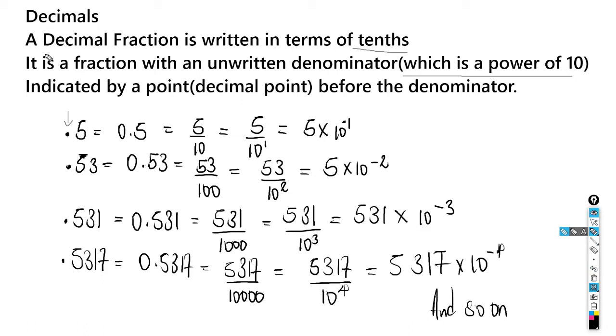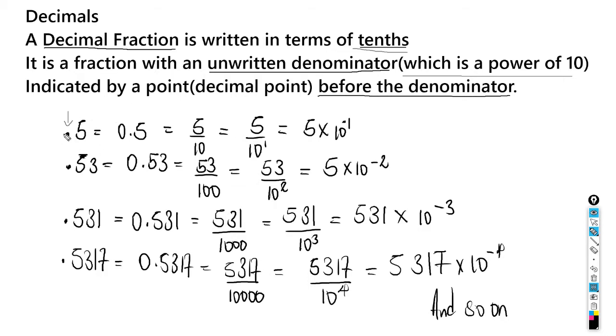Today we're going to be looking at a decimal fraction, what a decimal really is, the formal definition. It says a decimal fraction is written in terms of tenths. We already knew that. And it says it is a fraction with an unwritten denominator, which is a power of 10, indicated by a point, the decimal point, before the denominator. So basically decimals are fractions written in a different way. That's really what a decimal is.